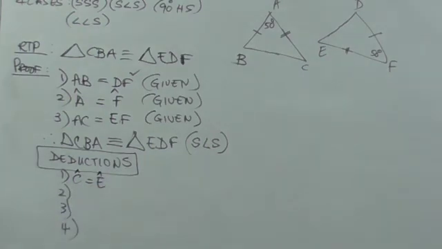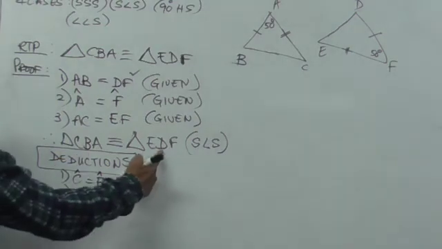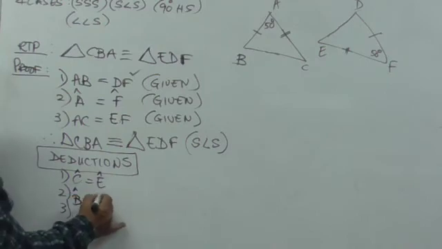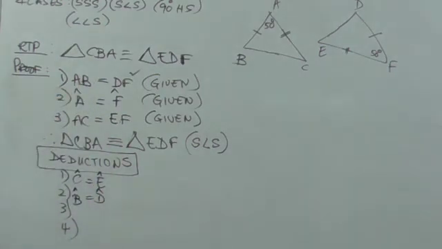Now, let's do angle B. Angle B, the middle one, will be equal to D, the middle one. Angle B is equal to angle D. Did we use this in the proof? No. So, therefore, it is a deduction.